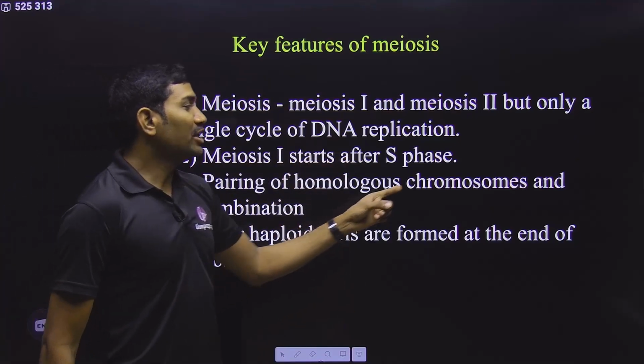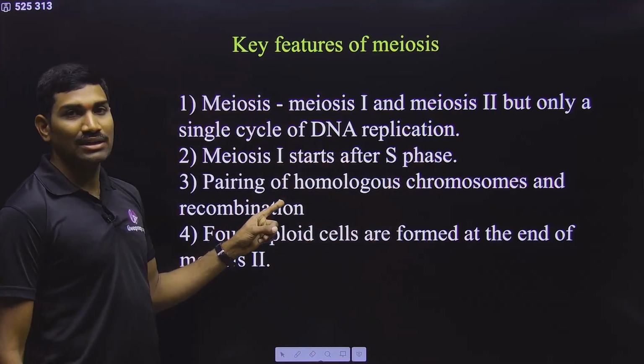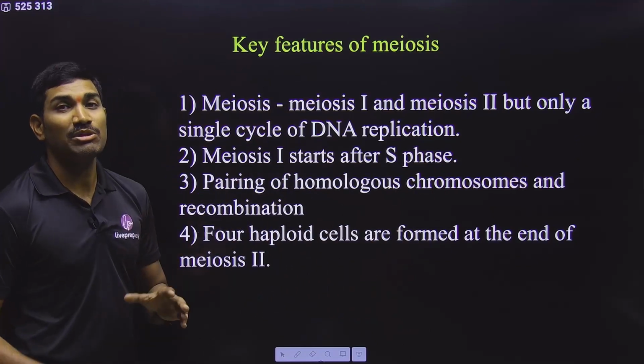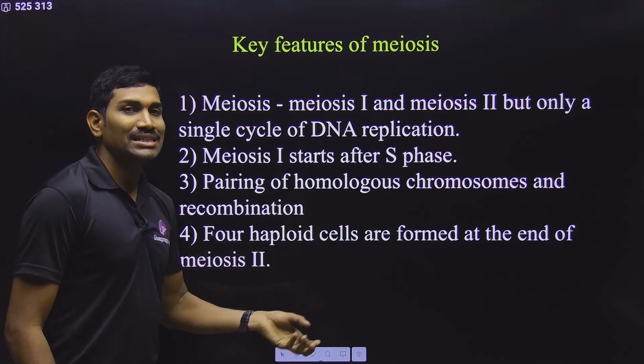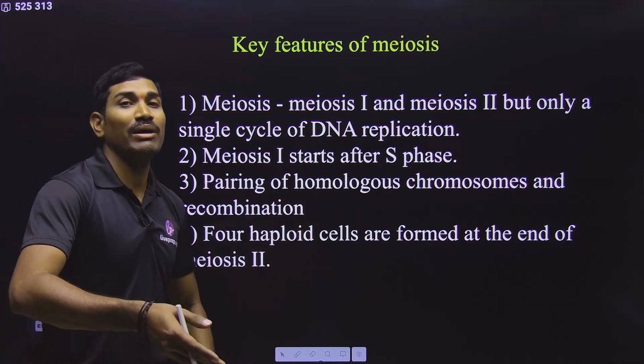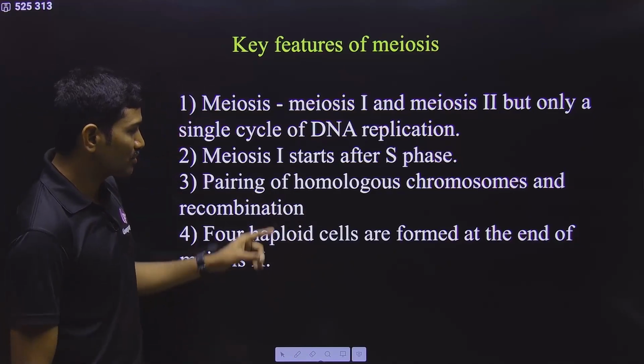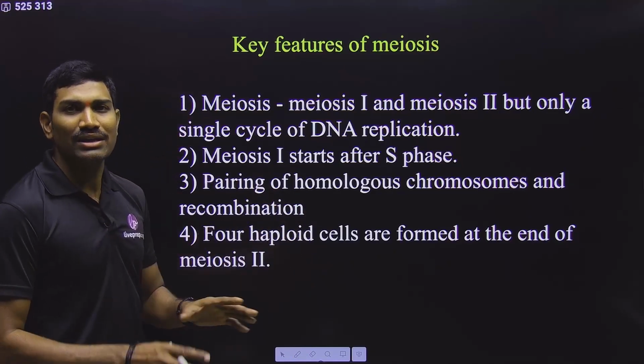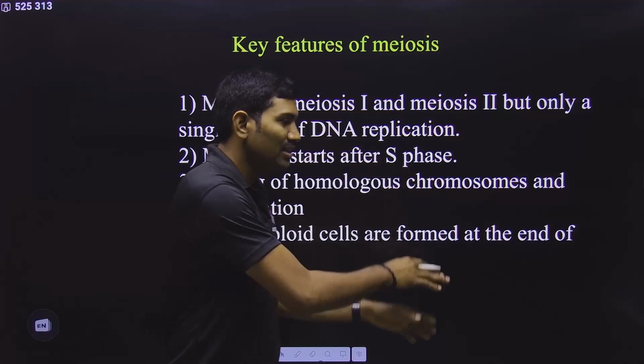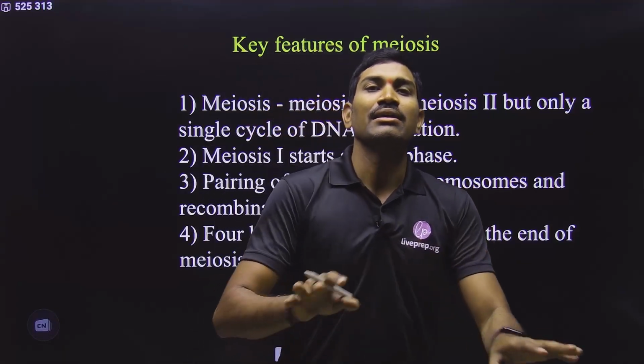Next one, pairing of homologous chromosomes will occur and recombination also occurs. That means crossing over is occurring. Recombination occurs between non-sister chromatids of homologous chromosomes. And this pairing and crossing over concept, all these we observe only in meiosis. It is not occurring in mitosis.